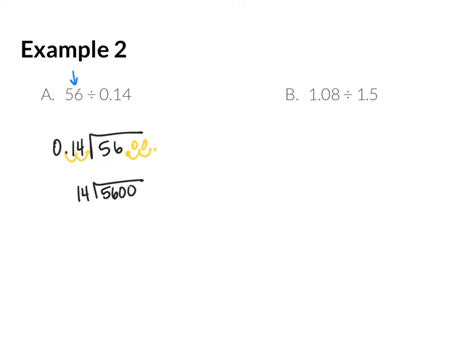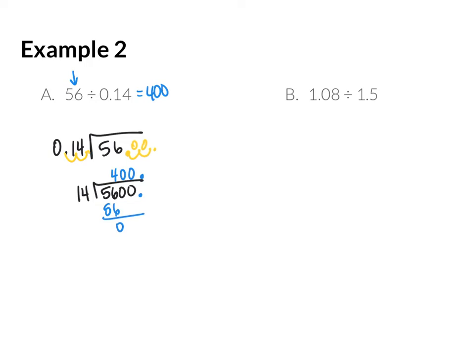14 goes into 5,600 exactly 4 times, or it goes into 56 4 times. And you'll notice I get 0. Well, I'm not done. The decimal's all the way back here, so we need to fill those with placeholder values. So my final answer is 400.